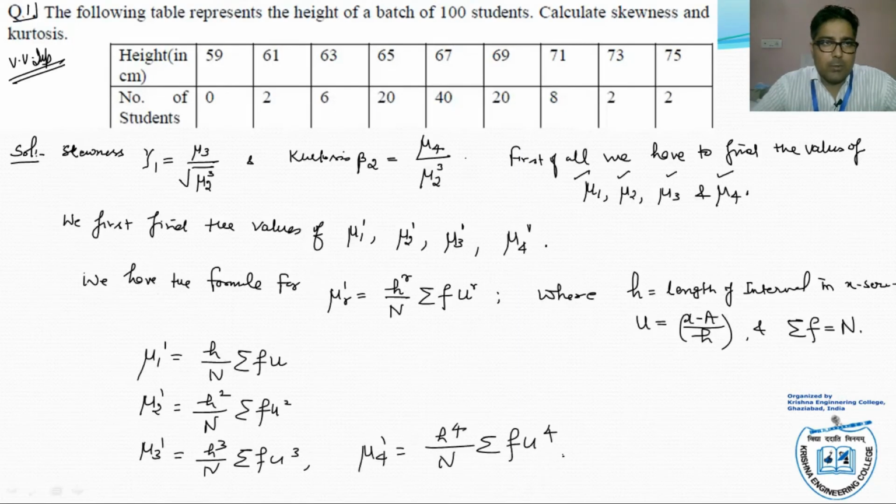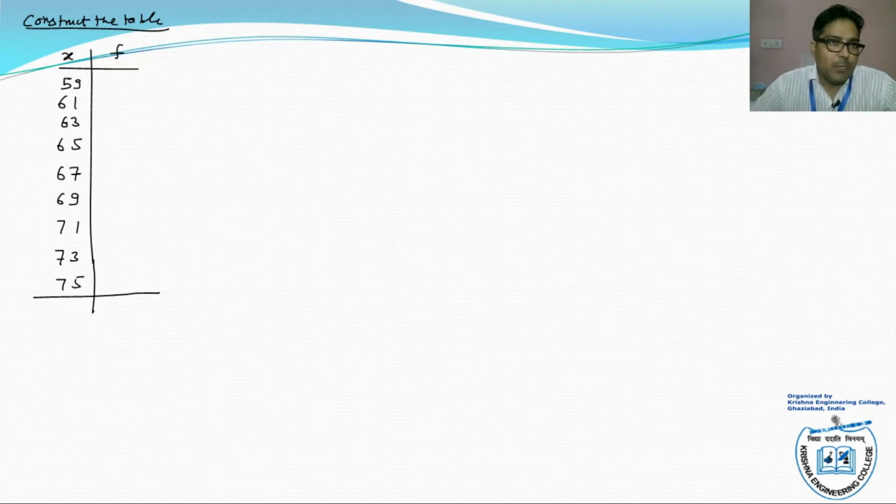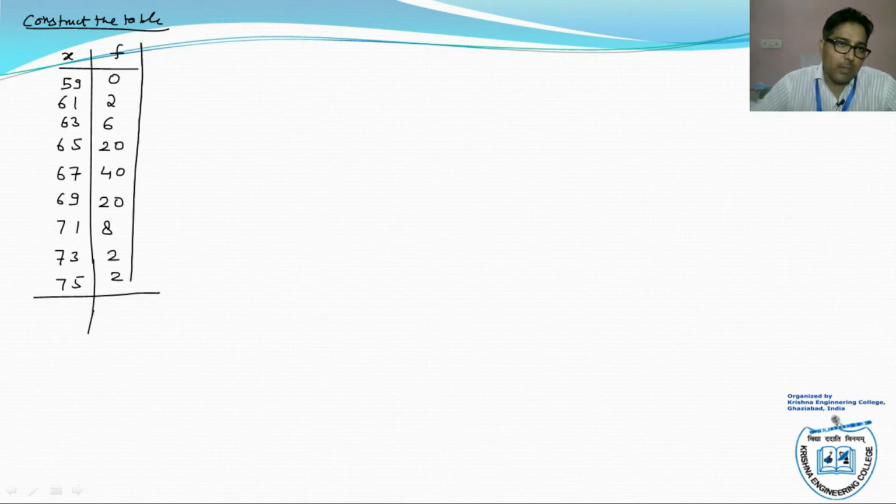And the corresponding values of the frequencies, the number of students, are given: 0, 2, 6, 20, 40, 20, 8, 2 and 2. These are the values of frequencies given in the problem. Now find sigma f. Sigma f is 100, this is also n. Clear?